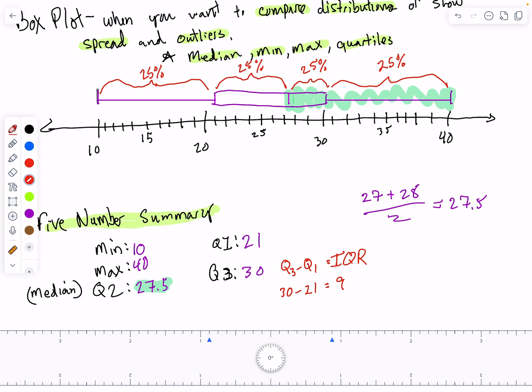If we want to know what the range of the data is, our range is our maximum minus our minimum. And that gives us our range. So for this data, our maximum is 40, and our minimum is 10, giving us a range of 30.